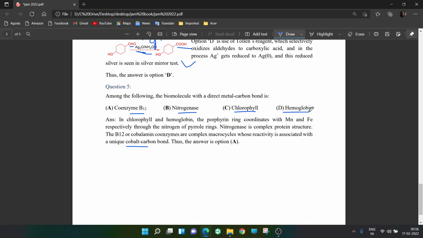Chlorophyll and hemoglobin both have porphyrin structures, and 4 pyrrole rings form this porphyrin ring, and all the pyrrole ring nitrogens are involved in bonding with the metal. Chlorophyll has magnesium and hemoglobin has iron, and that's how they form the reaction. So the answer is option A. We'll do the next 5 questions later.